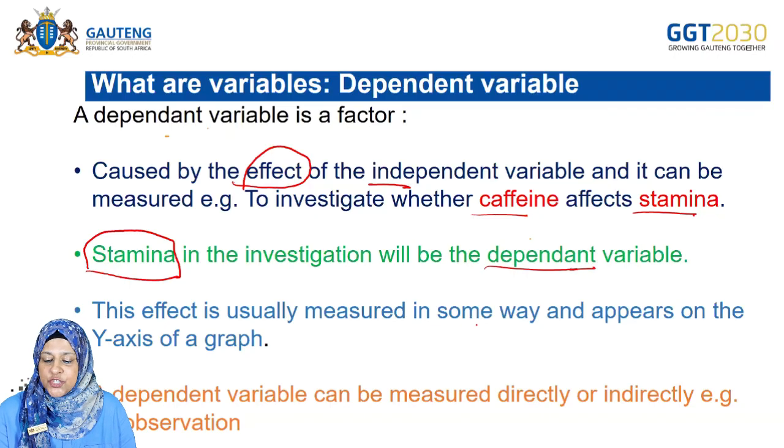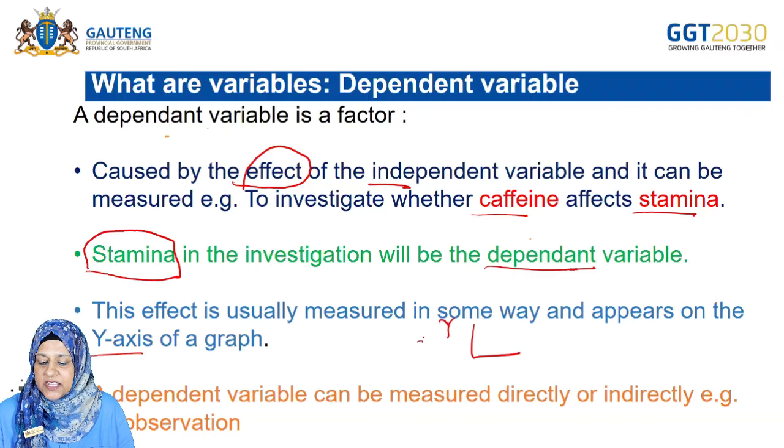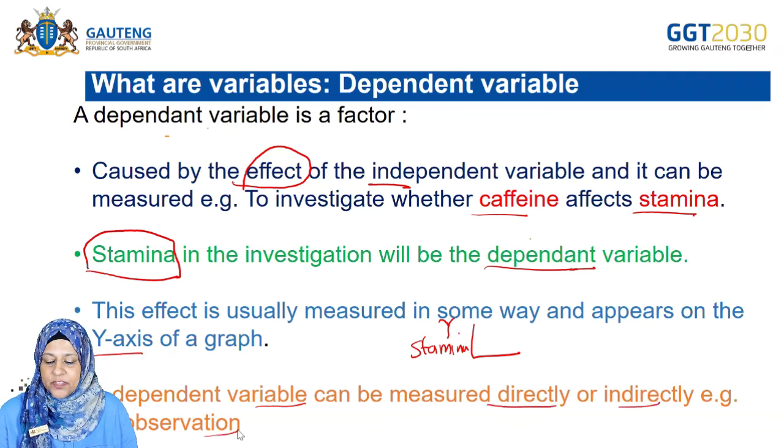The effect is usually measured in some way and appears on the y-axis. This is your y-axis, and here you'll say stamina. And remember, when you're writing that, you must have your units. So a dependent variable can be measured directly or indirectly, for example by observation.